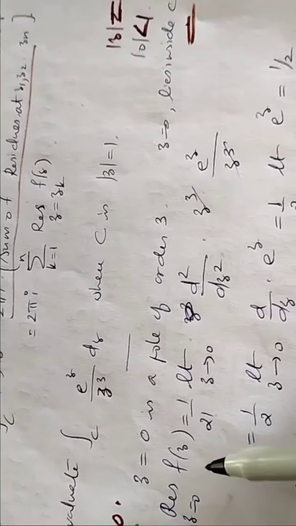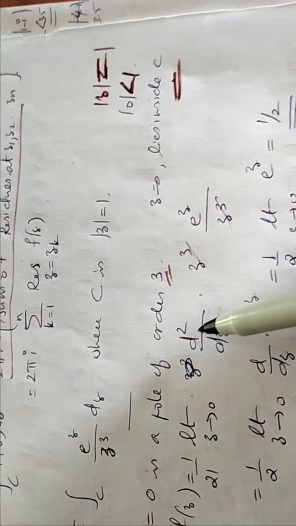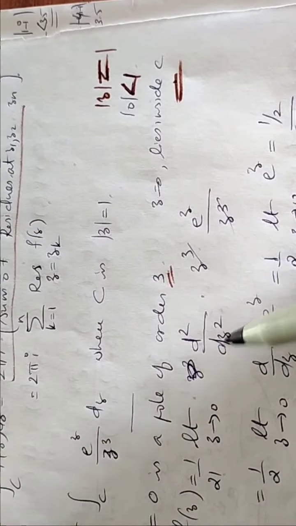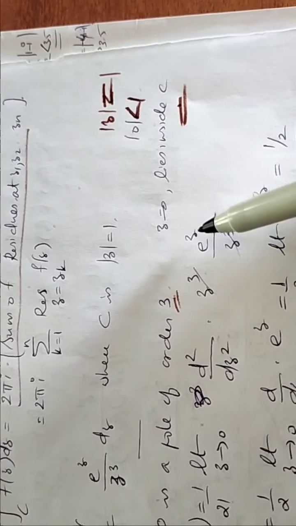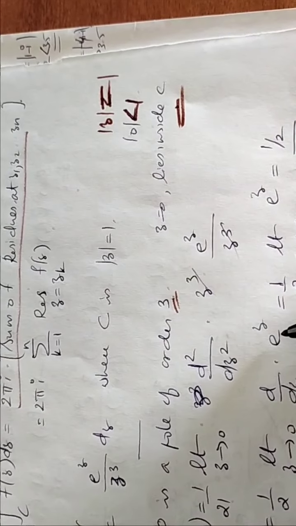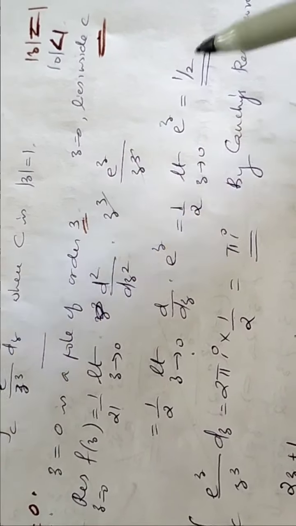So what's the residue? Residue at z = 0 of f(z), a root repeating 3 times, so use the formula 1/2! times the limit as z tends to 0 of d²/dz² of z³ times the function. So z³ cancels. Then the second derivative of e^z is e^z itself. Then put the limit z = 0. So we get 1/2 times e⁰, which is 1, so 1/2. That is the residue. Then what is the integral value? It is 2πi times the sum of residues. Since there is only one residue, it's 2πi times 1/2, which is πi.